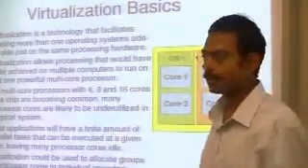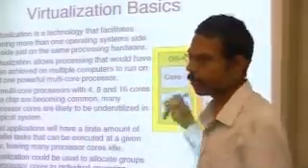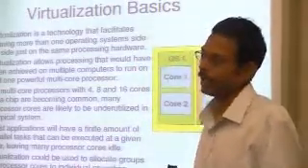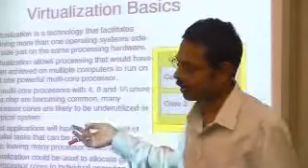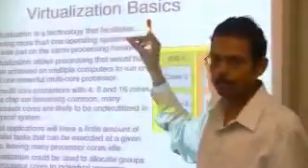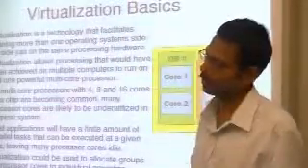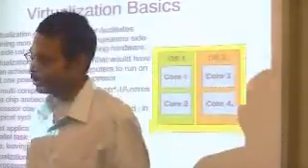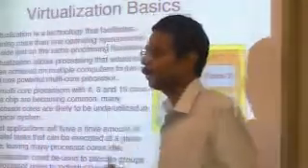Okay? So instead, you can run all these four servers on one physical machine, each server running on a virtual machine. And also, if any of the servers is attacked from a security point of view, only that virtual machine will be affected. The other servers will not be affected. The physical machine will not be affected. Okay? Clear?